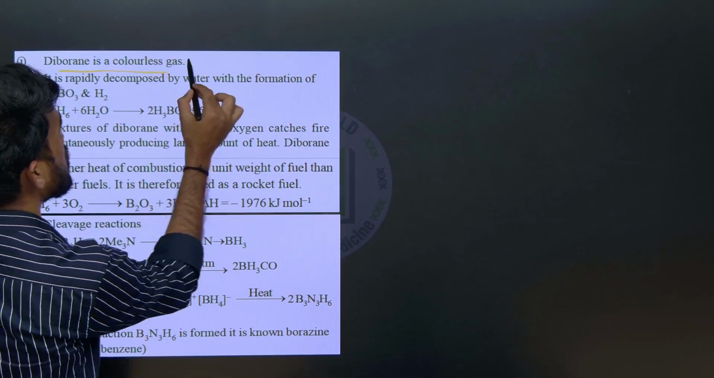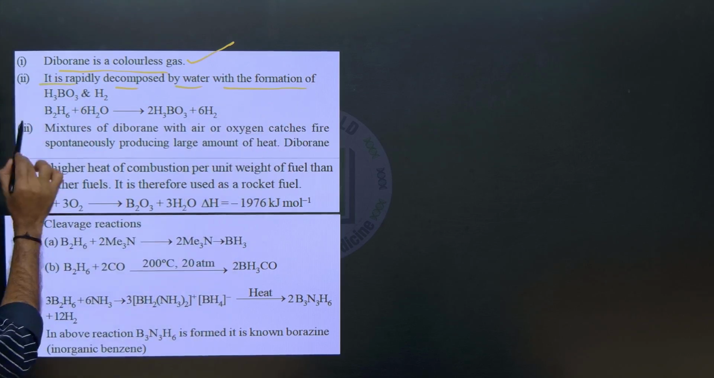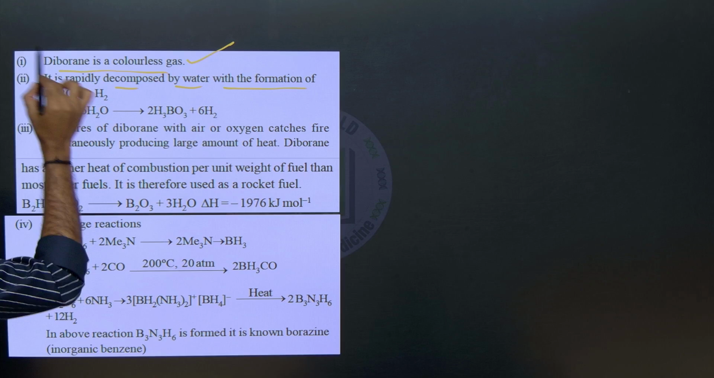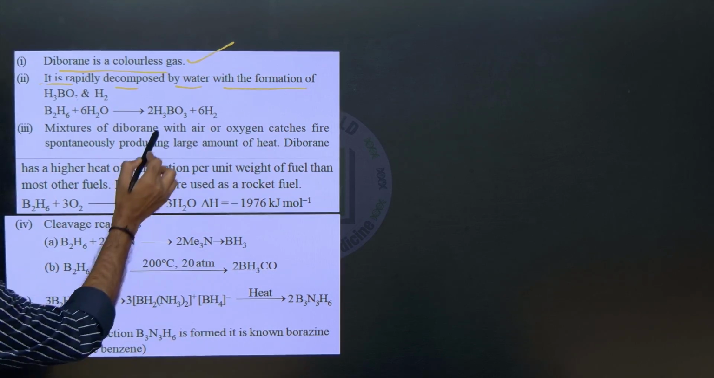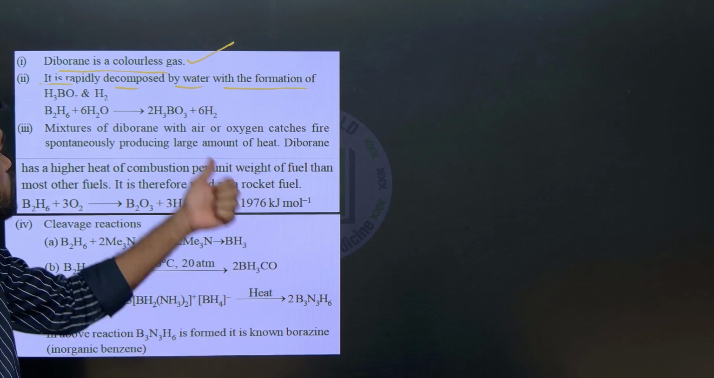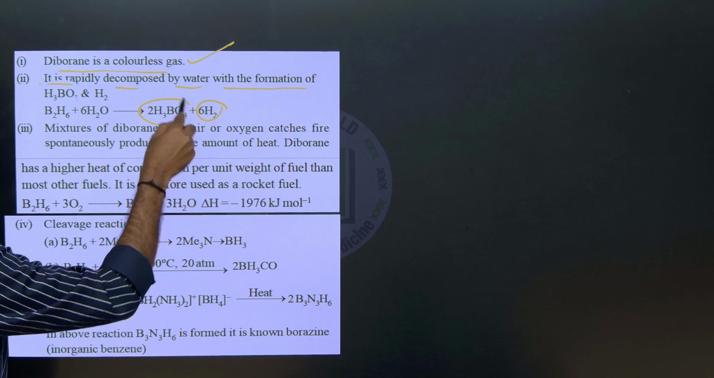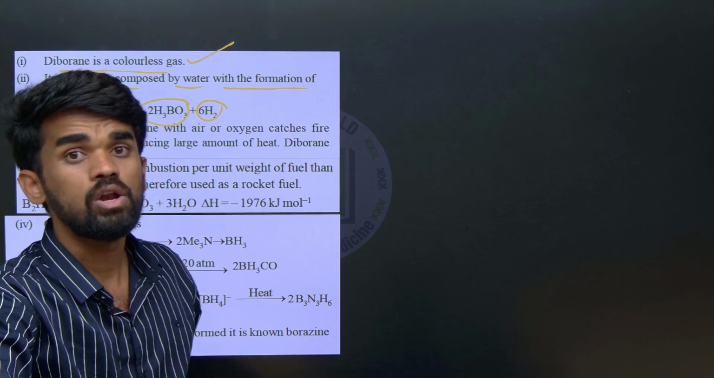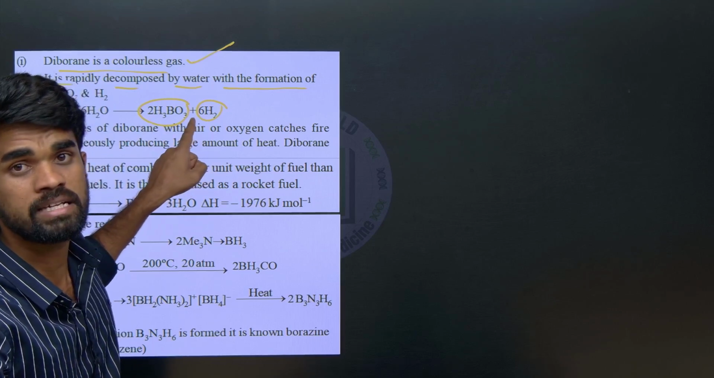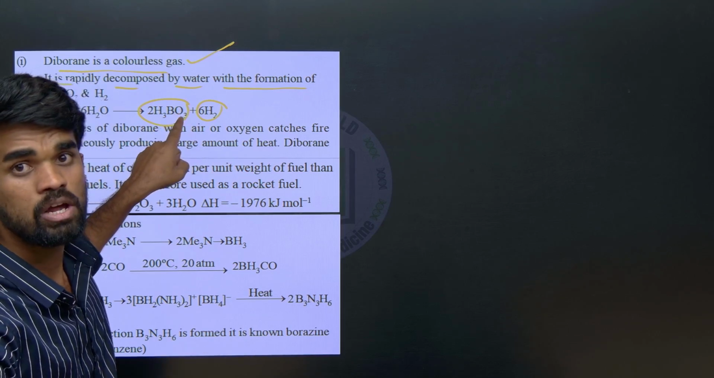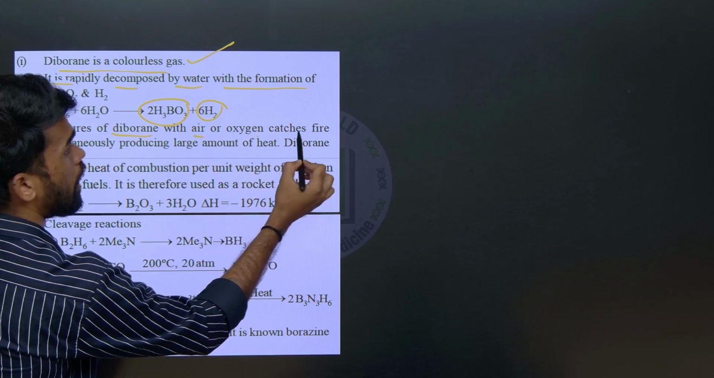Diborane is a colorless gas. Next, it rapidly decomposes in water, forming orthoboric acid, and H2 gas is released. So B₂H₆ when dissolved in water decomposes to form orthoboric acid H3BO3 and H2 gas is released. Orthoboric acid shows its acidic nature because of its Lewis acidic nature. It is not tribasic, it is a monobasic acid, and the acidity is because of its Lewis acidic nature. A mixture of diborane with air or oxygen catches fire.